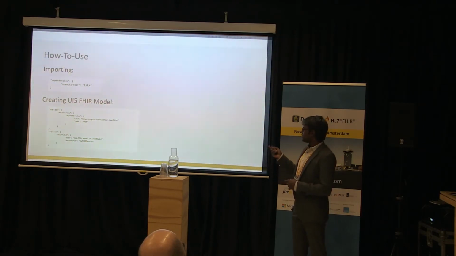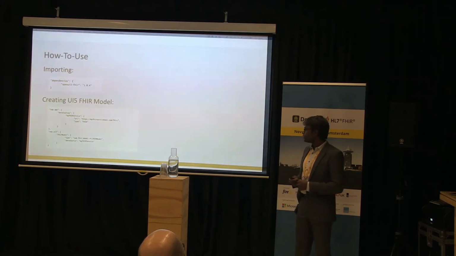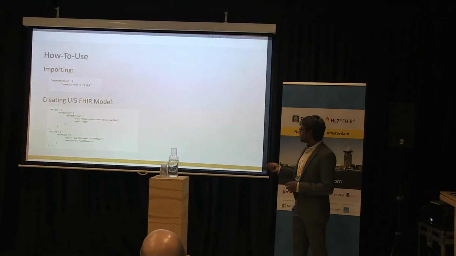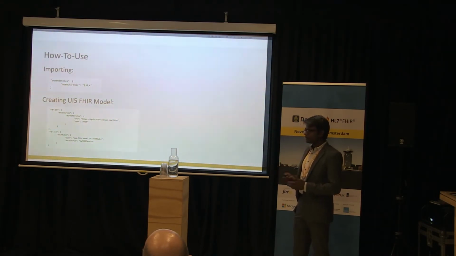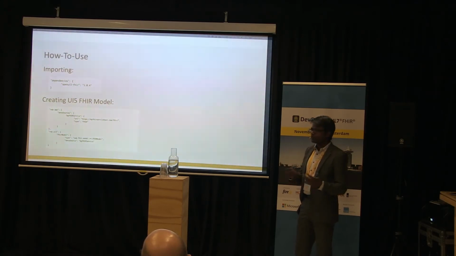This is a set of lines that you need to add as part of your SAP UI5 manifest JSON, which I will also show on GitHub, how you can do that. All you have to do is point to the FHIR repository, the FHIR server API, where you have your backend, the FHIR server, and also mention which version you are using. With this, you are already creating a UI5 model, which is ready to talk to your FHIR.